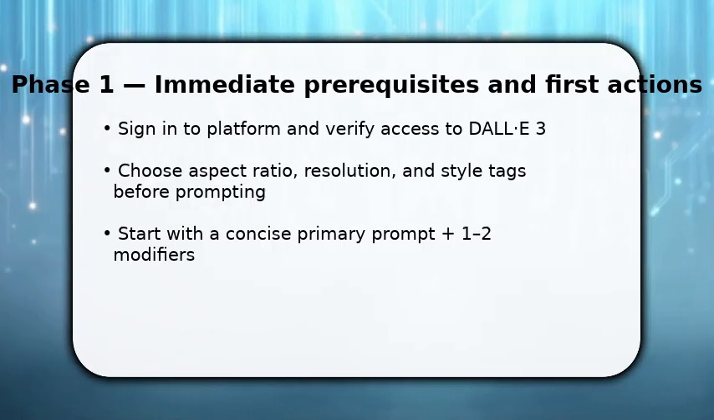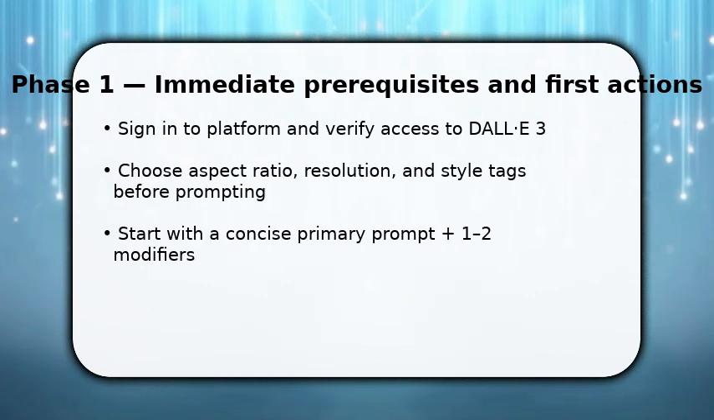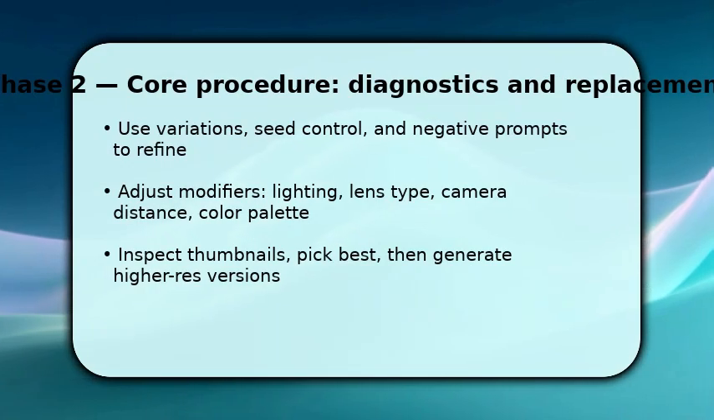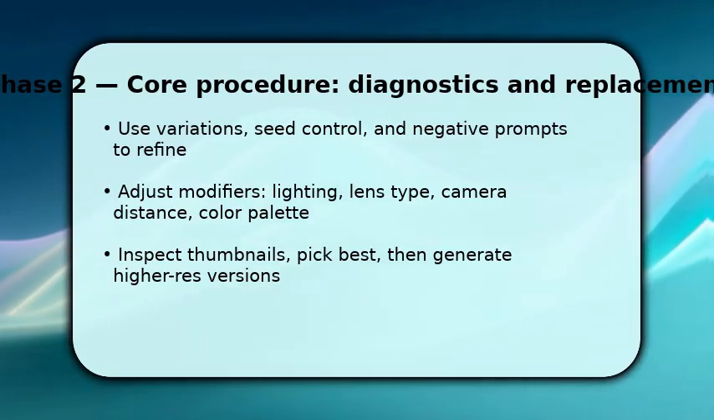Don't waste time on menu nonsense. Start creating the core prompt now, and you'll iterate faster. Once you have a base image, iterate. Use variations and seed controls to explore alternatives without losing a favored composition.